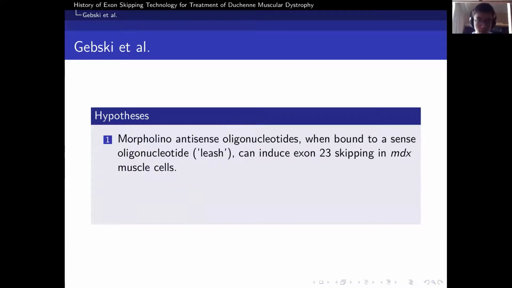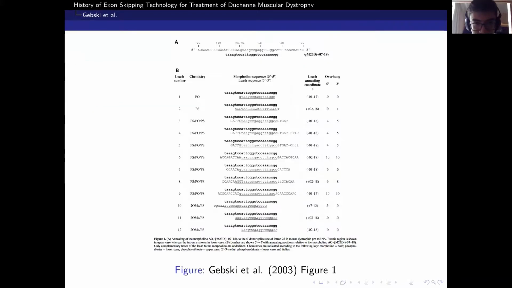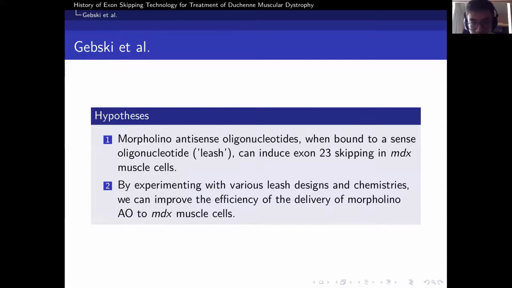Now Gebski improved on this by introducing this idea of binding the AO to what is called a leash, which is kind of like a complementary segment to your AO. And these are the 12 examples, but let's go back. And what Gebski showed is that not only does it induce exon 23 skipping, but it does it in a more efficient manner than previously done by Dunkley.